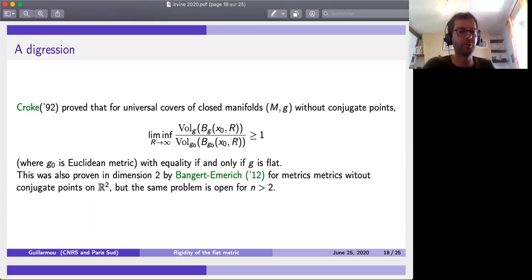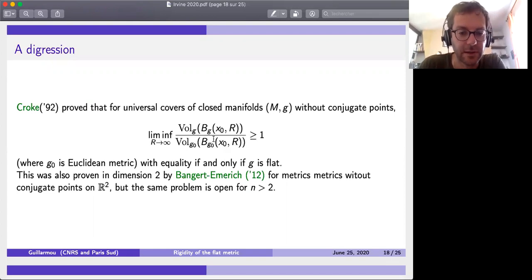So it's a sort of volume comparison, a little bit like Gromov style, which characterizes again the property of being flat in terms of a volume estimate for manifolds with no conjugate points. This result was also proven for metrics on the plane R2 by Bangert and Emmerich much more recently. But this similar problem is open in higher dimension if you're not on the universal cover of a closed manifold, but let's say on Rn, for instance.